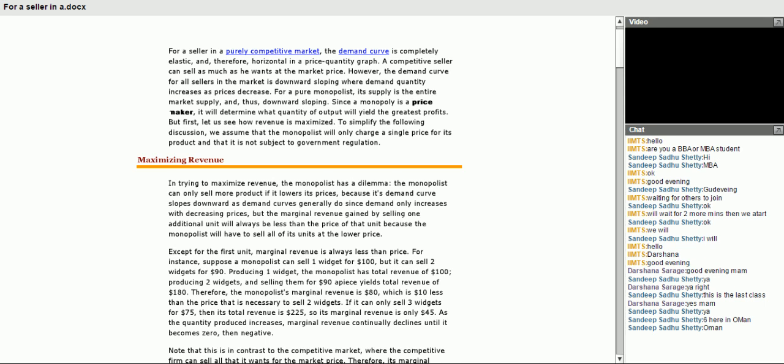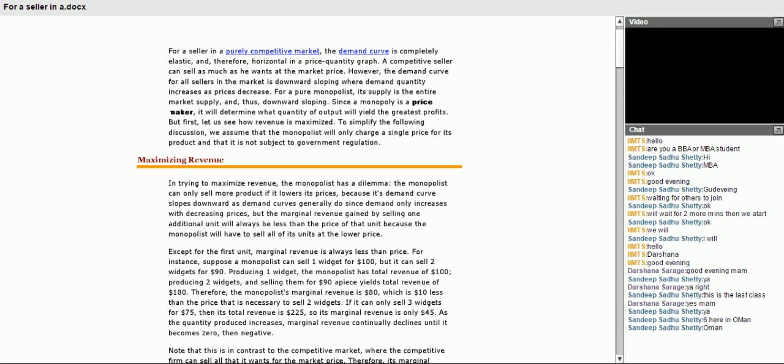Now today we are going to study the equilibrium level for a producer or seller in a monopoly market. In the last class we discussed the equilibrium, or the best point, for a producer or seller in a perfectly competitive market. Now today we will be studying monopoly.